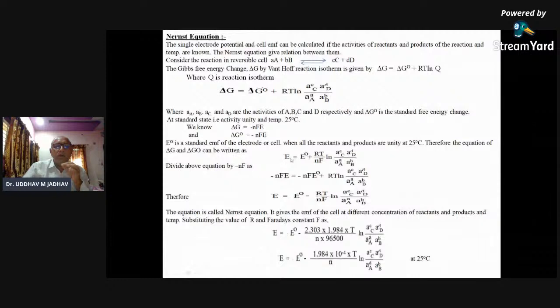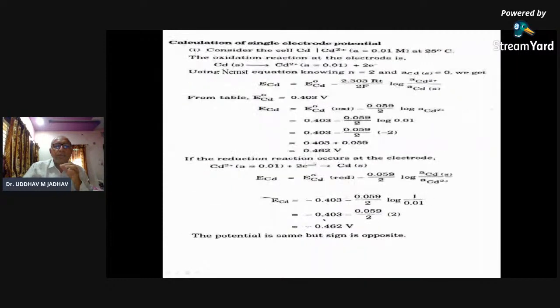Here delta G and delta G naught should be there, and from that we proceed.